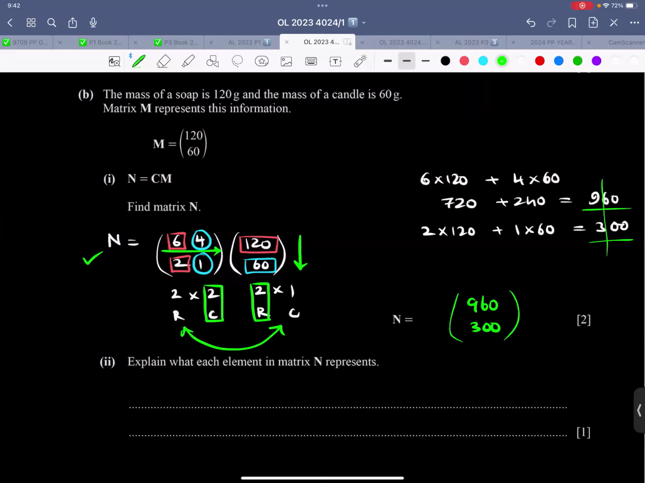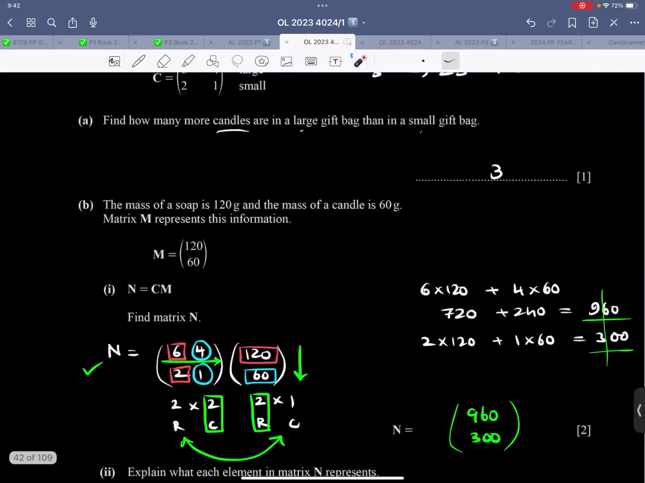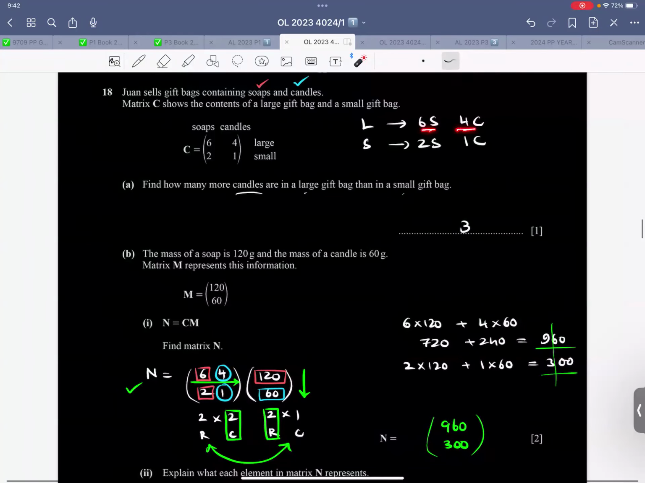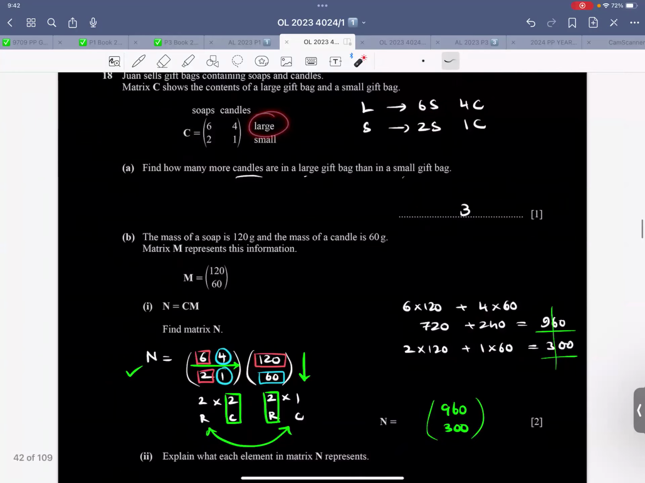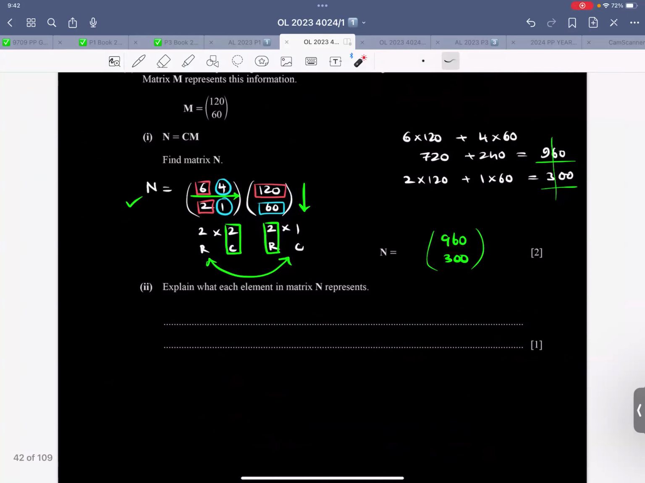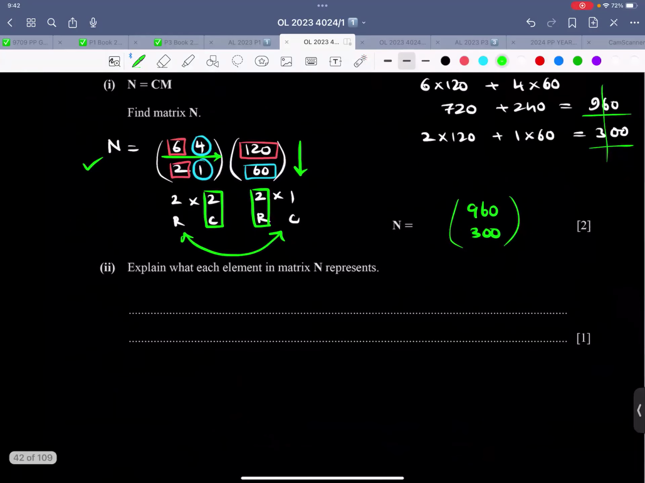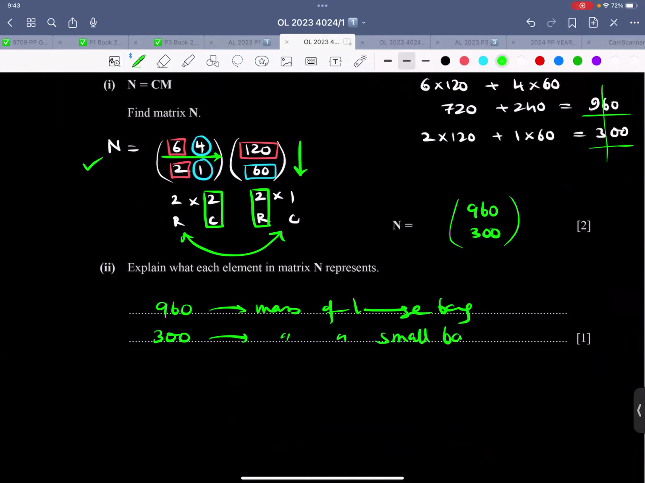Now what does 960 represent? This is 6 soaps, 4 candles at this mass in a large bag. So this is the total weight of a large bag. Mass, that's the right word. So this 960 is the mass of the large bag, and 300 is the mass of the small bag. So instead of a ditto mark, it's better that we write the whole thing, and that is mass.